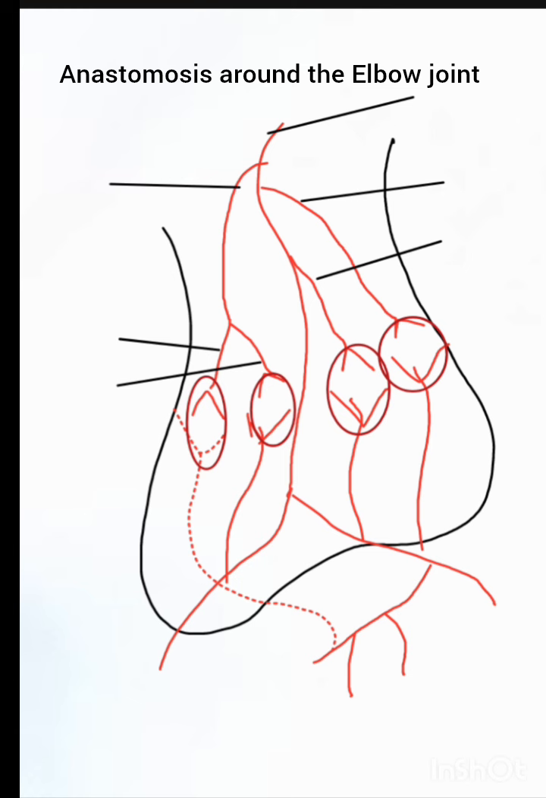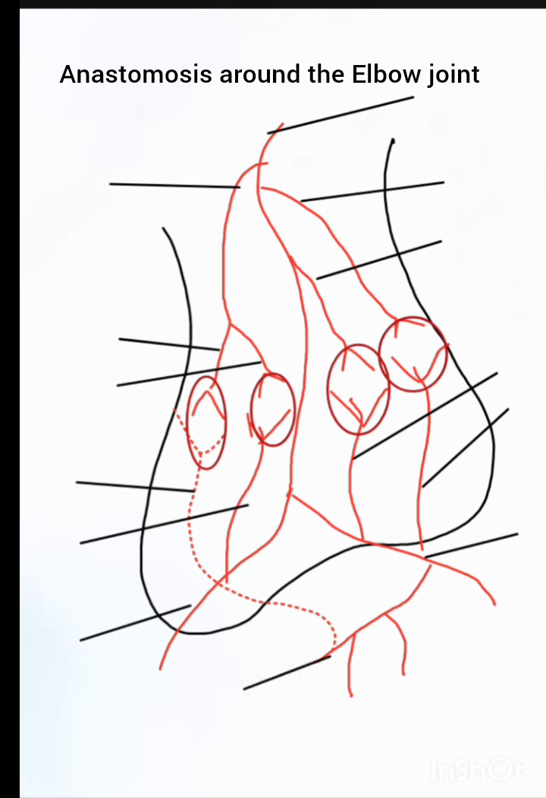And here in the round it is interosseous recurrent, and this is radial recurrent. This is the radial artery, this is the ulnar artery. Wait a minute, let me draw again. This one is anterior ulnar recurrent artery, and this one is posterior ulnar recurrent artery, which is a branch of ulnar artery. And this is the posterior interosseous, anterior interosseous, common interosseous.